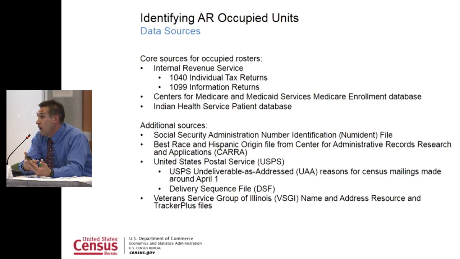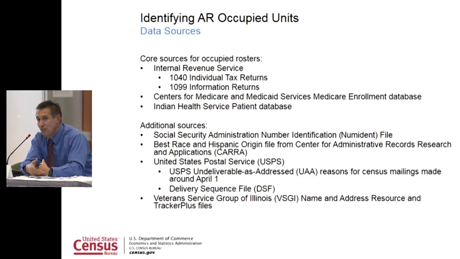For working with our friends in CARA, we were able to take advantage of research that they were able to do, assigning what's the best race and Hispanic origin, based on 2010 responses, and then also information that they have from other federal sources and other processing they were able to do to assign a race and Hispanic origin to a person. We also take into account the United States Postal Service information about UAA, and then we also use the VSGI, the third-party file.